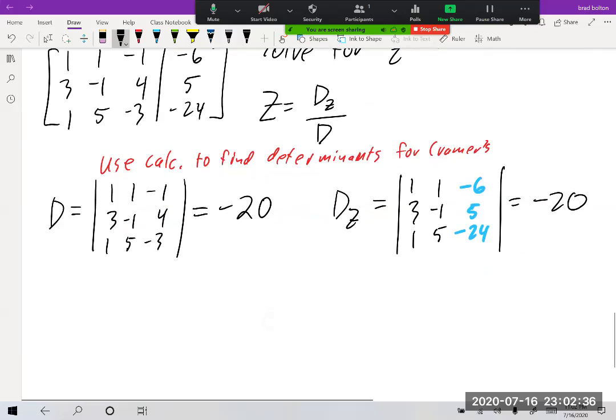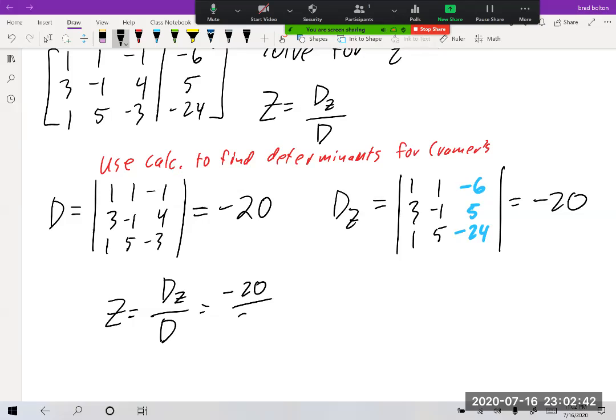And remember that z is D sub z divided by D, which is negative 20 over negative 20, which is 1. So z equals 1, and we have our solution. Now we could go on to find x and y as well, but they only asked us to find z. On the exam, I might try to do this so you can save time.